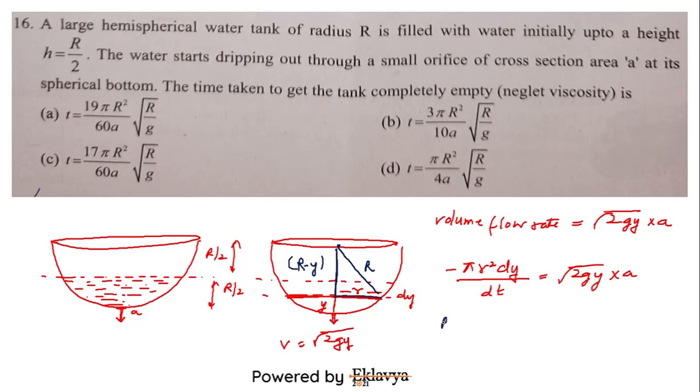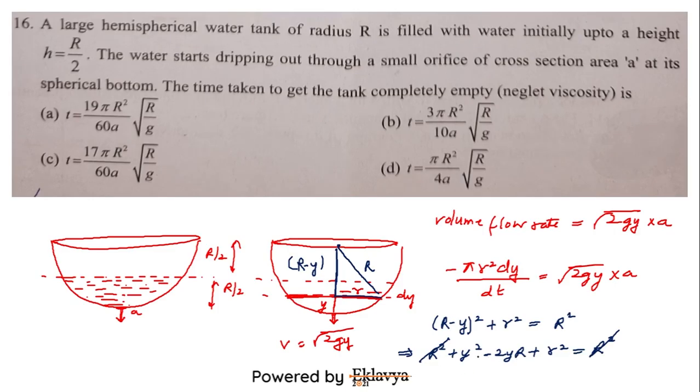When we do so, we get (r minus y) square plus r square is equal to capital R square. So this becomes r square plus y square minus 2yr plus r square is equal to capital R square. Capital R square gets cancelled. So from here we get r square as 2yr minus y square. Let's go back and check whether it's correct or not. So 2yr minus y square, that's the value of r square.